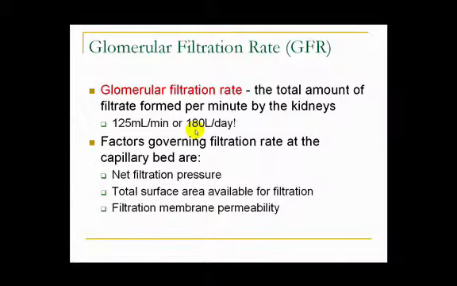The other thing is the permeability of the filtration membrane, and I talked about that already. If you have swelling of the membrane, it can make it more permeable and things will start to get through that shouldn't. Also, in some autoimmune diseases, antibodies can get stuck in that membrane and affect its permeability. So mainly we're going to talk about net filtration pressure, because this is what your body can change in order to regulate the filtration rate.